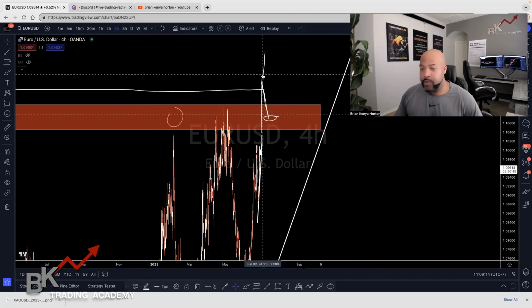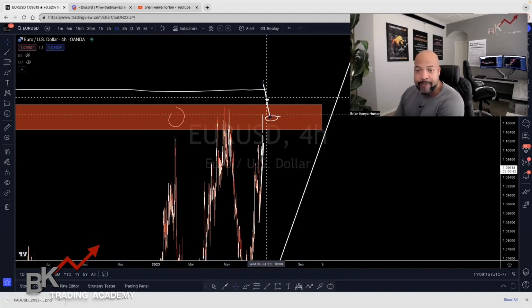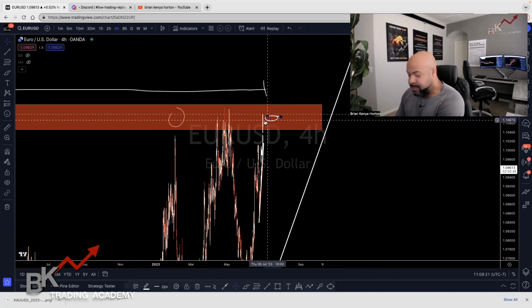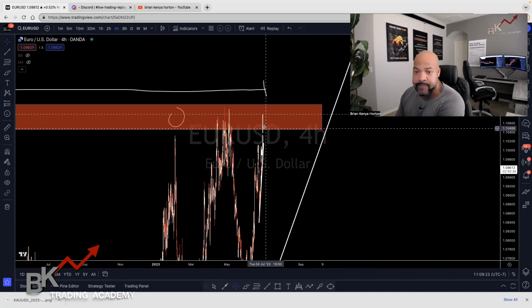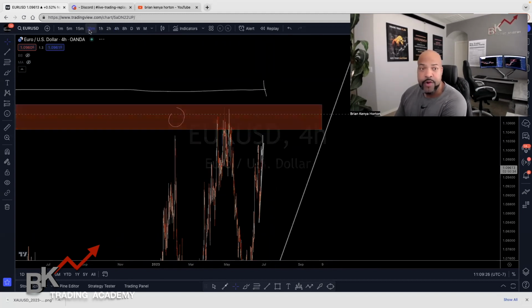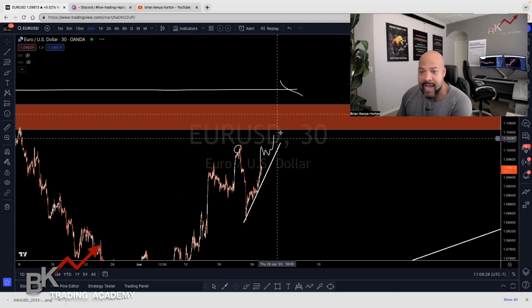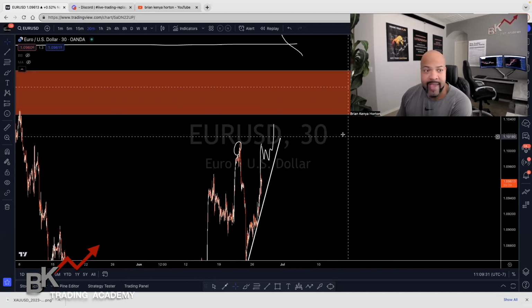Okay. And so you only need to really go to the lower time frame when you're ready to execute, when price is close to your area. So as price moves closer to this zone here, then I will be moving into the 30-minute, 1-hour time frame or the 30-minute time frame. And then I want to look at the candle behavior from that standpoint.